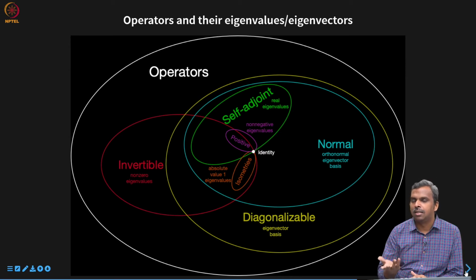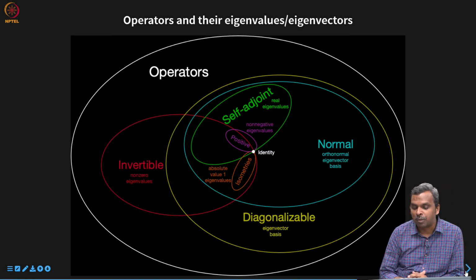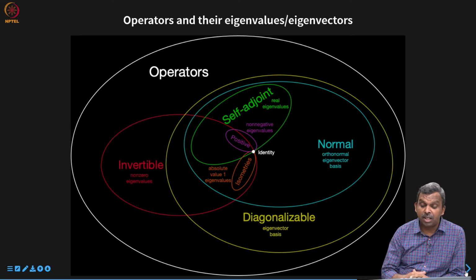The theta is not allowed to vary arbitrarily. So there can be some self-adjoint isometries, but a whole bunch of them you expect to be not self-adjoint. That's why I put a small, slightly larger overlap with self-adjoint. And what about positive? Can you have an isometry which is positive?